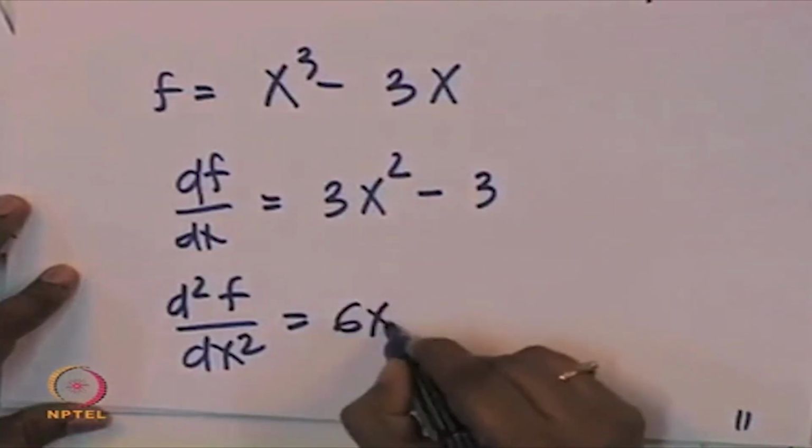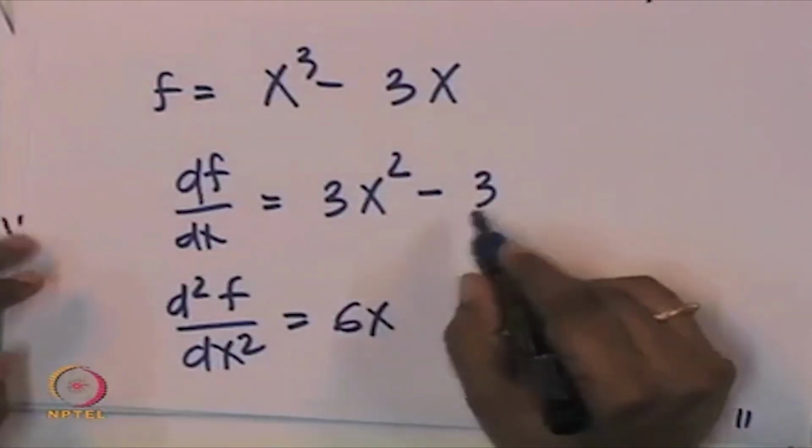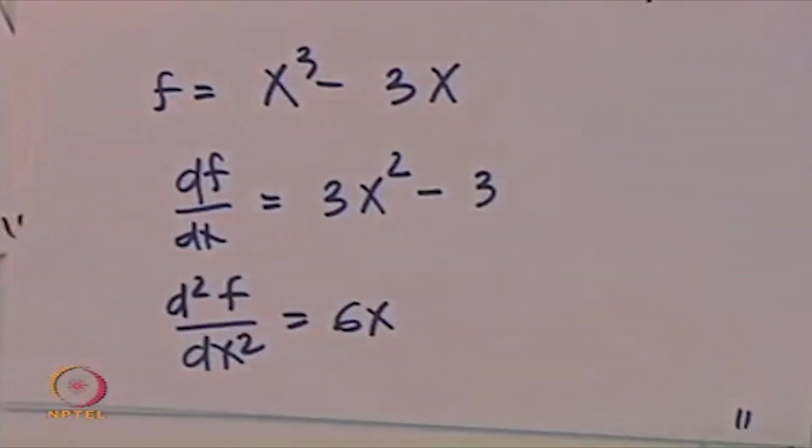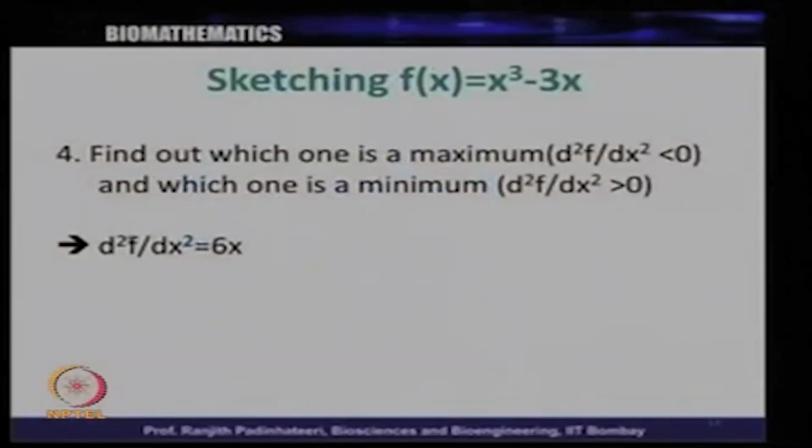So, this is 6x, and the derivative of 3 is 0. So, the second derivative is 6x. So, that is what we have written here. The second derivative of this function, d square f by dx square, is 6x, and we found that when x equal to plus 1, it is either a maxima or a minima, and x equal to minus 1, it is also a maxima or minima.